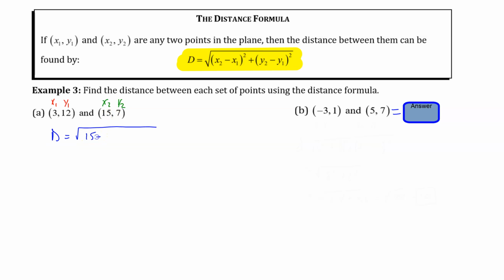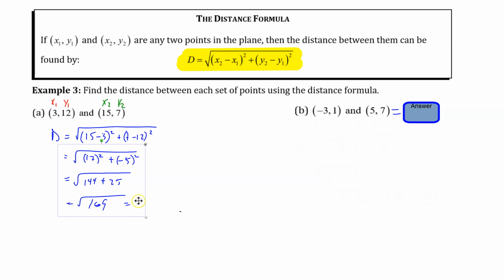So 15 minus 3 squared plus 7 minus 12 squared. Let's simplify that. That's going to be 12 squared plus negative 5 squared. So we can take those. That's 144. That's going to be 25. And when we add these together, I get 169, and the square root of that is in fact 13. Nice whole number, no radical to have to simplify. We're good to go. So that's the process for using the distance formula.